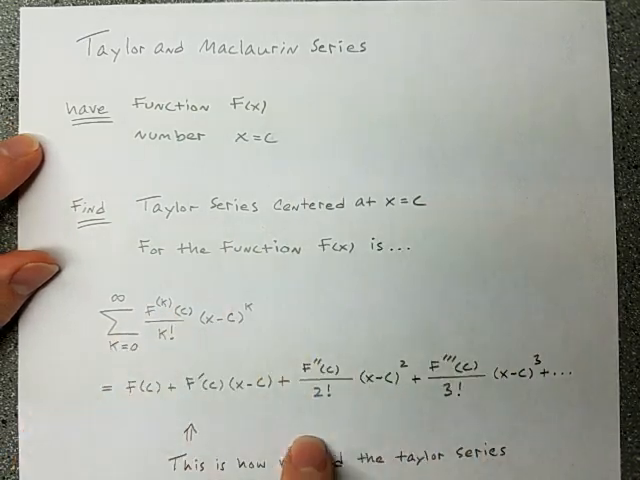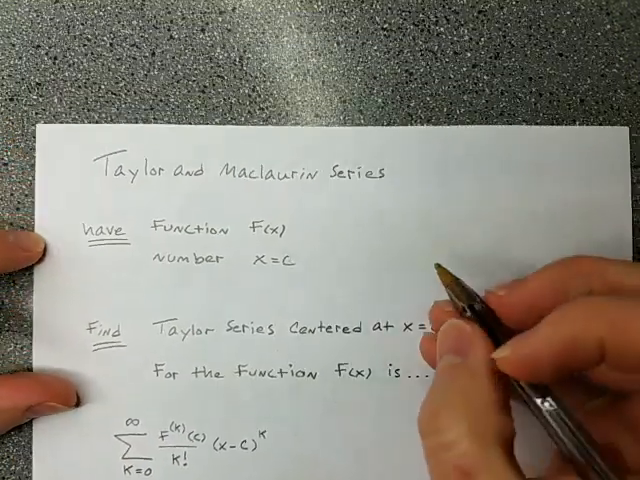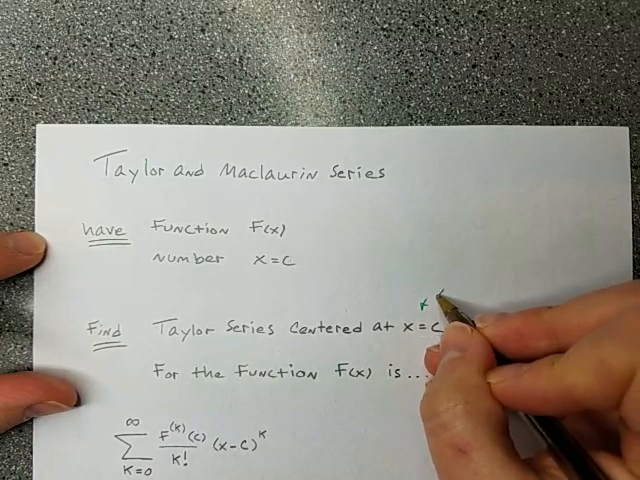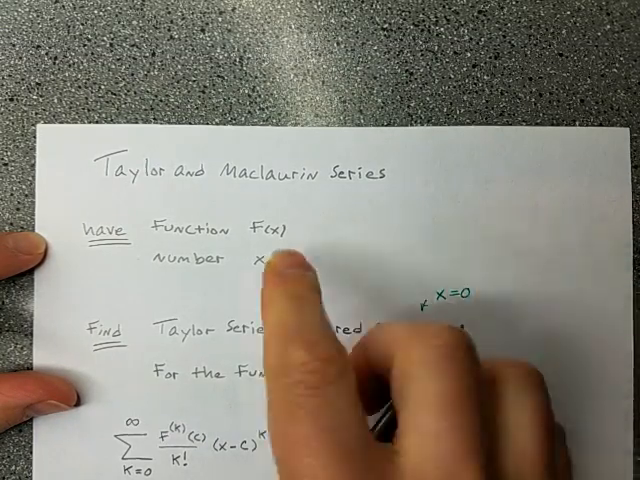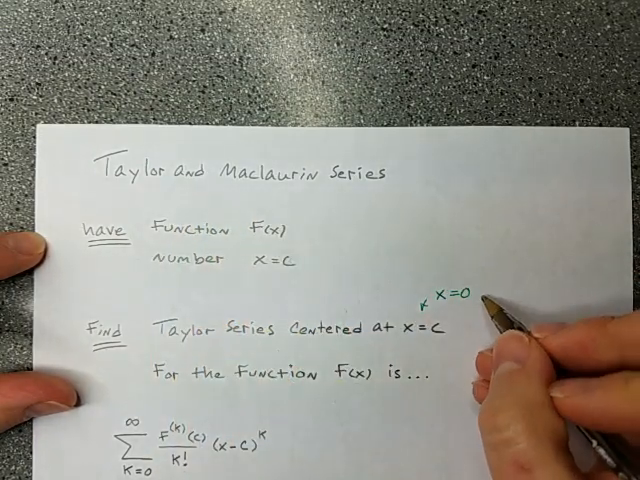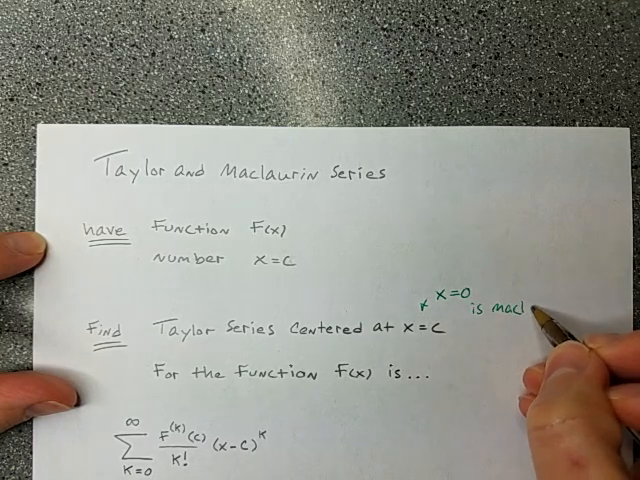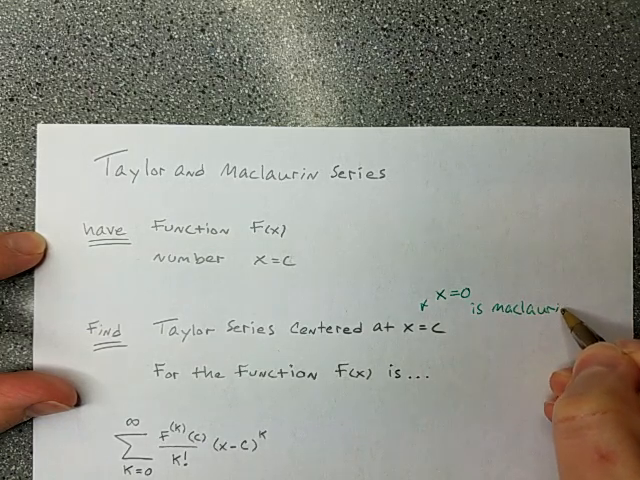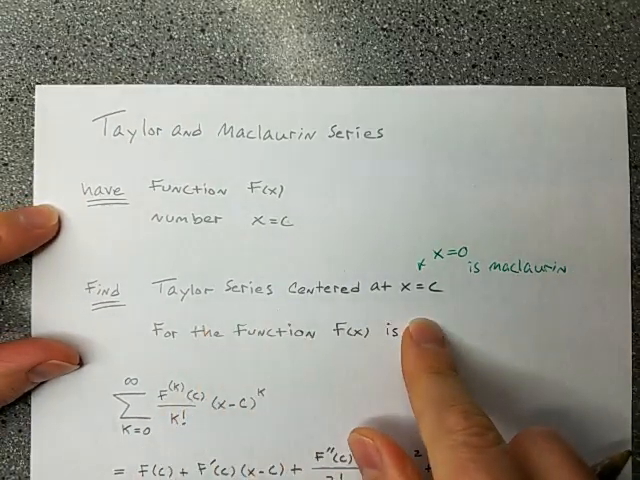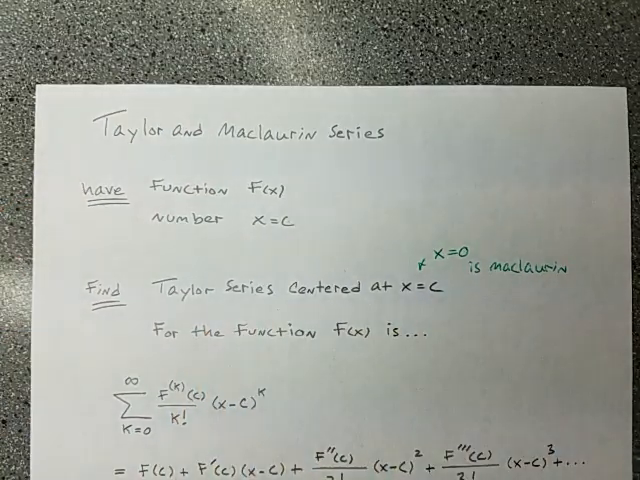That's the Taylor series. If c is 0, then that's called the Maclaurin series. Okay, so if you read or hear about the Maclaurin series, it's just this Taylor series centered at 0. Okay? All right, I'll mention that in case you see it.